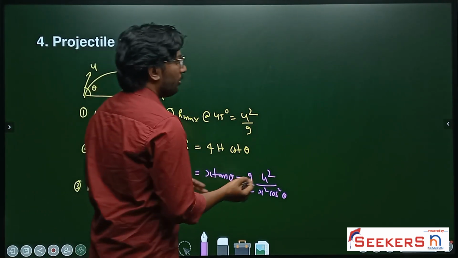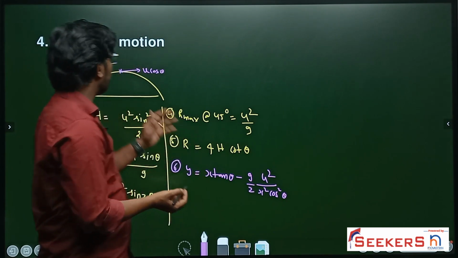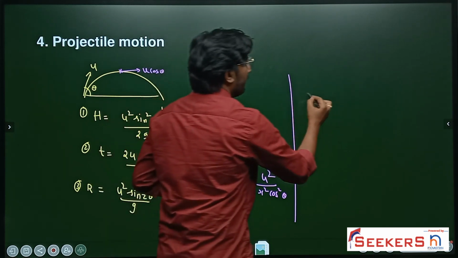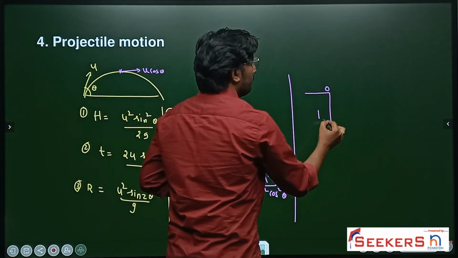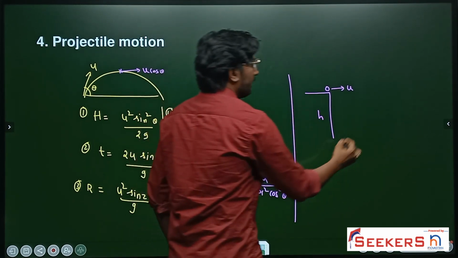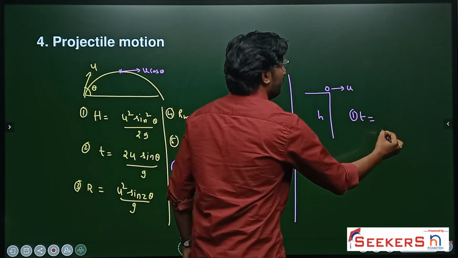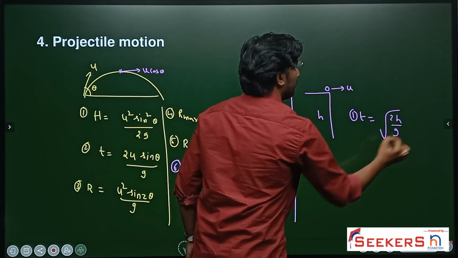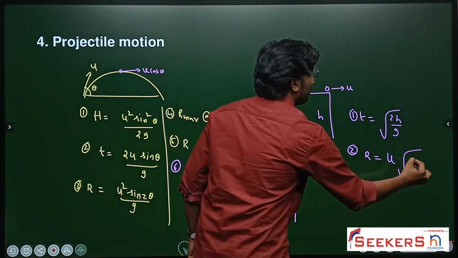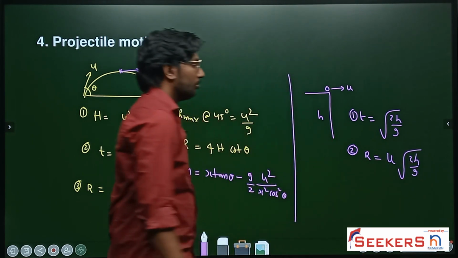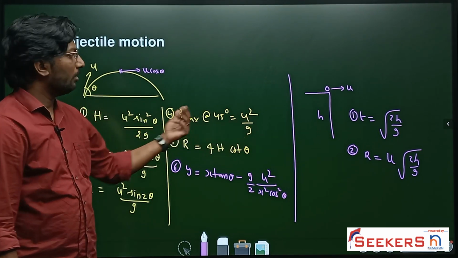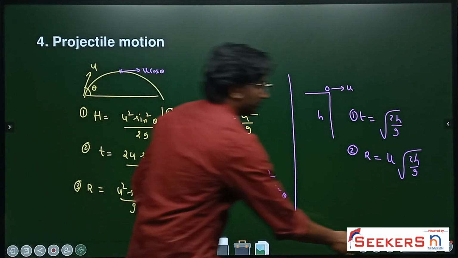Other than that, we can take horizontal projectile motion based questions, which follow almost similar things, but horizontal projectile motion will begin from a particular height and the object will be projected horizontally. In this case, time of flight equation will be root 2h by g, and range equation will be u root 2h by g. So these two equations can help you to solve any questions based on horizontal projectile motion. Let's go for some questions based on projectile motion.